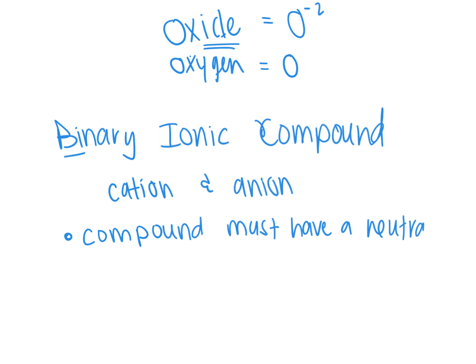What does neutral mean? What numerical value goes with neutral? 0, right? It must have a neutral charge, which is a charge of 0. That means our positive charges must equal our negative charges. That's what it means to be neutral. So when I put these 2 elements together, I have to arrange them in a ratio that makes sure my positives and my negatives cancel each other out. Let's look at some examples.